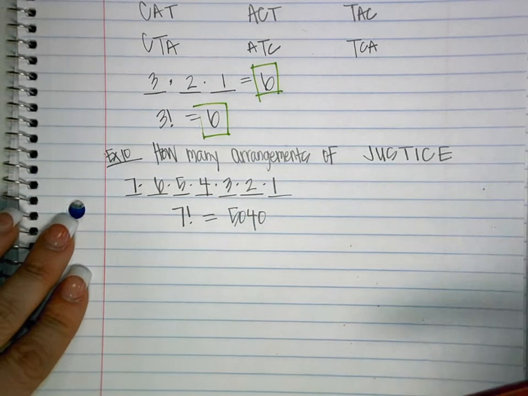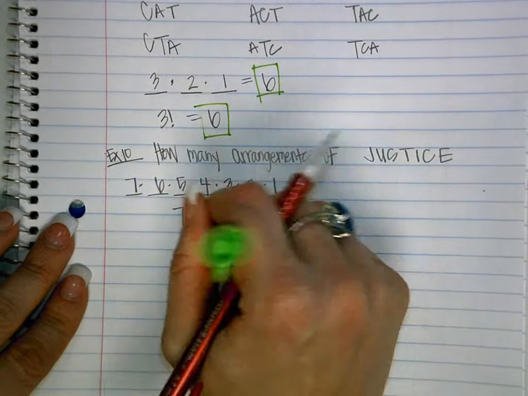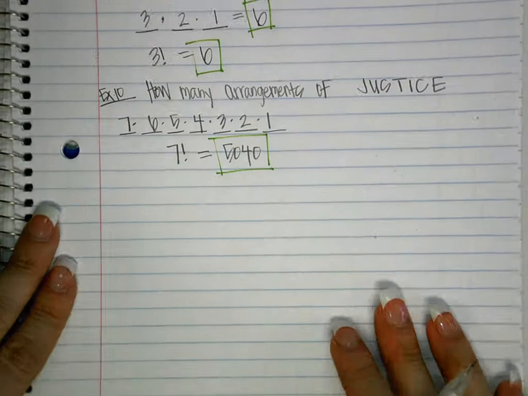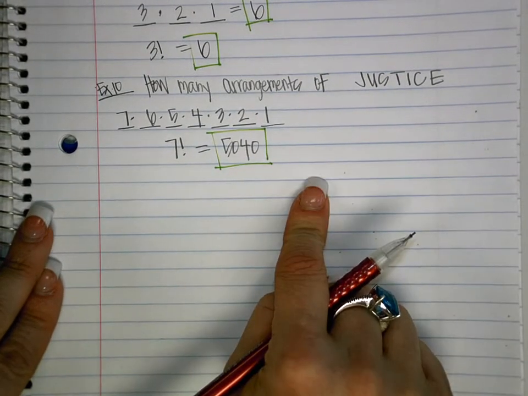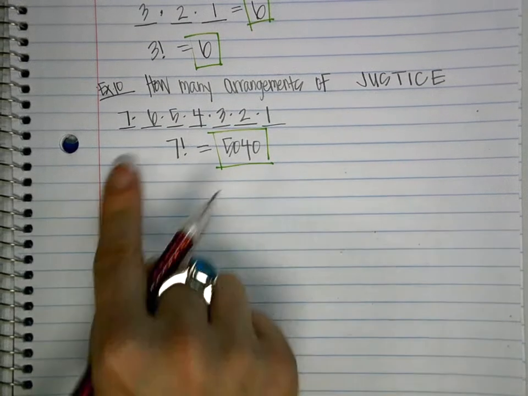So basically, we just count down. We have to memorize what these numbers are. It'd be helpful if you memorized them. Okay, so this is when we're dealing with letters.